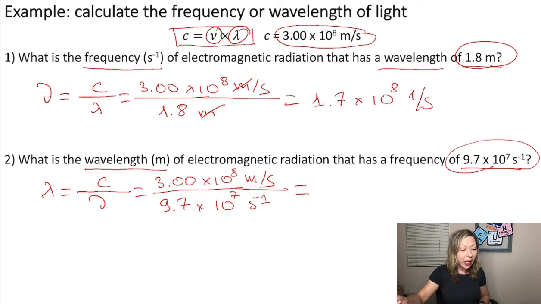If you do this calculation, you are going to get 3.1, and let's double check the units. So the 1/s will cancel out, so we are going to have meters. In some of the questions, you are going to see that the wavelength has to be calculated in millimeters, nanometers, or any other unit. So don't forget to double check your units to get the correct answer.